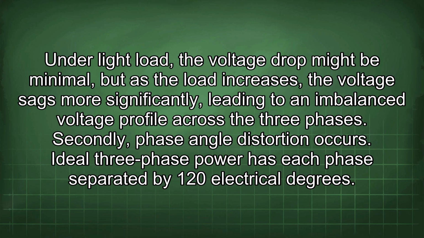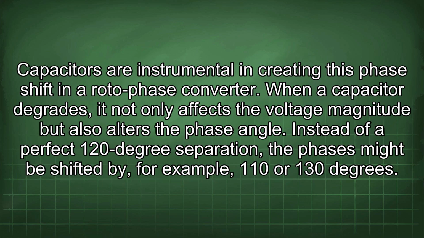Secondly, phase angle distortion occurs. Ideal three-phase power has each phase separated by 120 electrical degrees. Capacitors are instrumental in creating this phase shift in a rotor phase converter. When a capacitor degrades, it not only affects the voltage magnitude but also alters the phase angle. Instead of a perfect 120-degree separation, the phases might be shifted by, for example, 110 or 130 degrees.